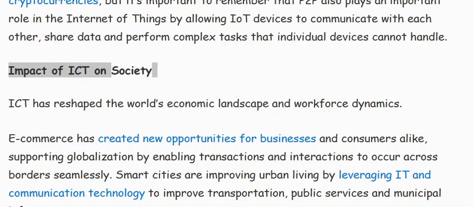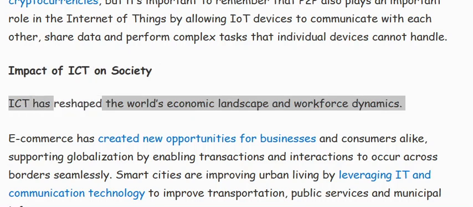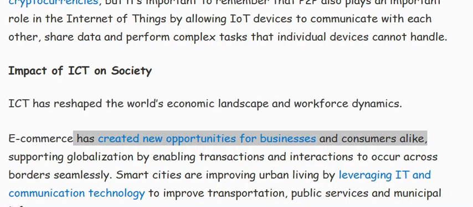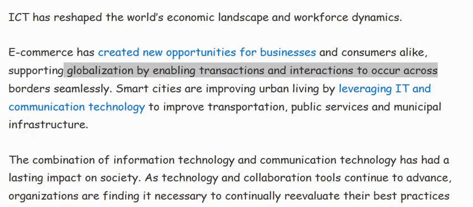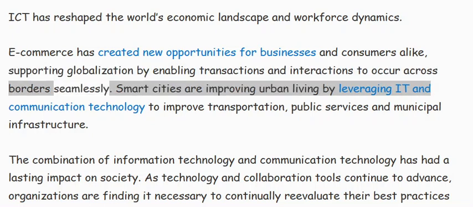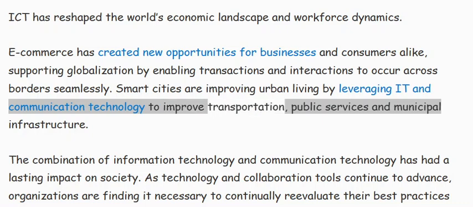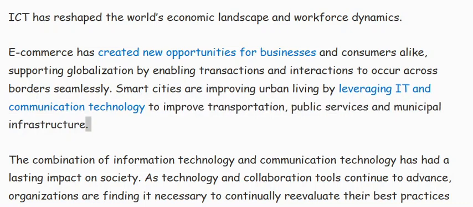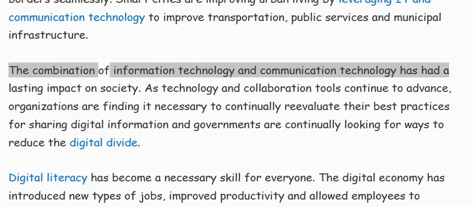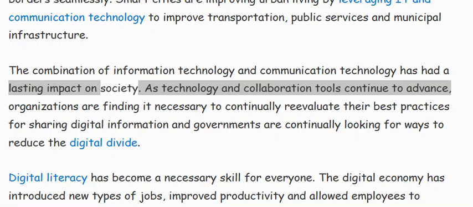Impact of ICT on society. ICT has reshaped the world's economic landscape and workforce dynamics. E-commerce has created new opportunities for businesses and consumers alike, supporting globalization by enabling transactions and interactions to occur across borders seamlessly. Smart cities are improving urban living by leveraging IT and communication technology to improve transportation, public services, and municipal infrastructure. The combination of information technology and communication technology has had a lasting impact on society.